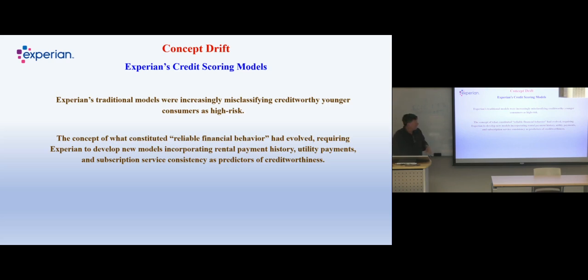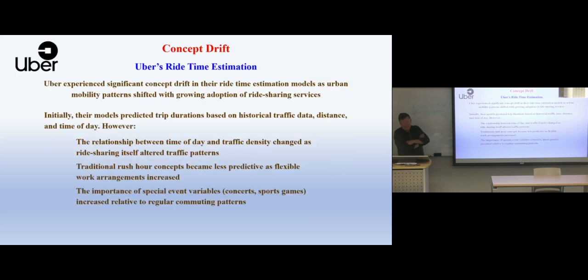That's really interesting. What does this mean? New features. Can I leave the old features in there? No, it's going to drag you down. So depending on your age, you literally have to have new features in the model. Now, Uber got into this because urban mobility patterns shifted with the adoption of ride sharing. Notice their initial models when they got cranked up, they were looking at historical traffic data, which all of us would: distance, time of day. They changed their own model because as people started taking ride sharing, it changed the traffic density. Their function itself altered traffic patterns. Who knew? Traditional rush hour became less predictive.